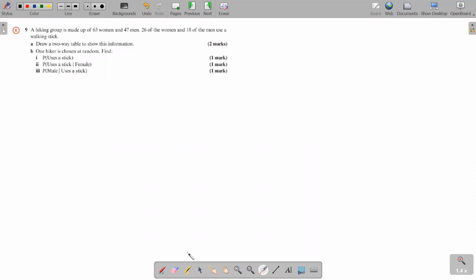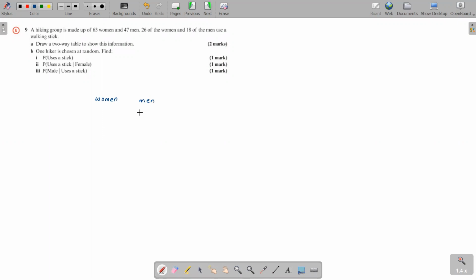All right, so let's draw the table. So a hiking group is made up of 63 women. Okay, so you can make the table. So basically, the way you choose rows and columns makes no impact here. If I put women and men into the columns, or you can even put women and men into rows, there's absolutely no problem.